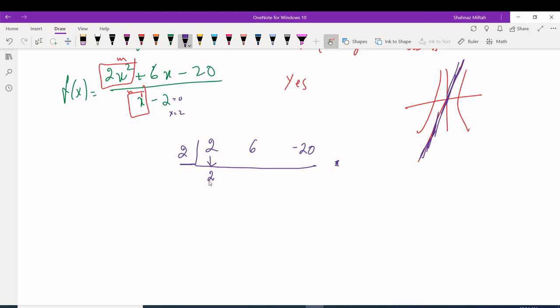Now 2 times 2 is 4, and 4 goes here. 6 plus 4 is 10. 2 times 10 is 20, and the remainder is 0. So what is the equation for this?